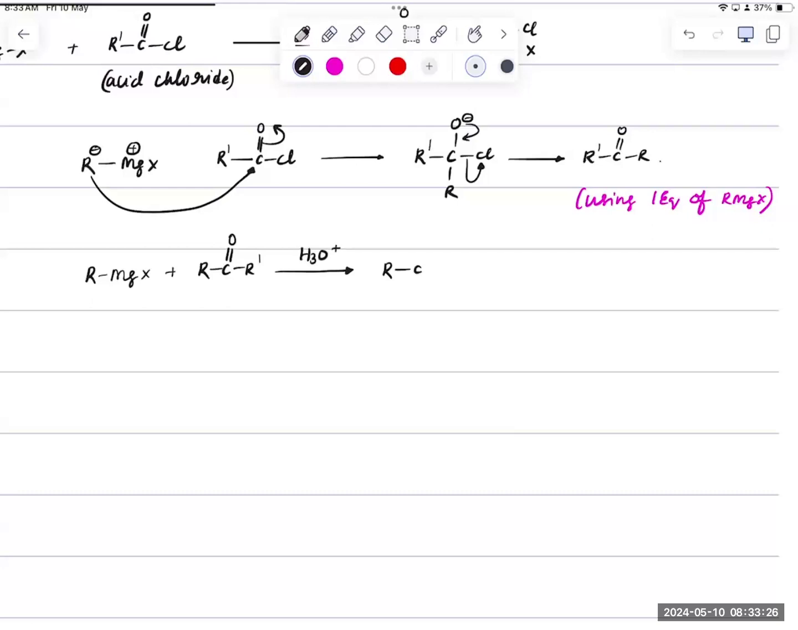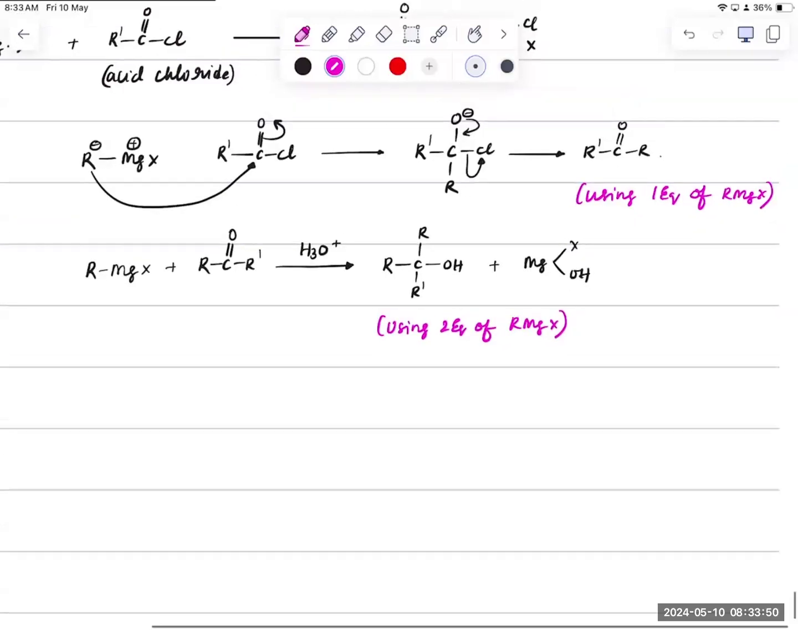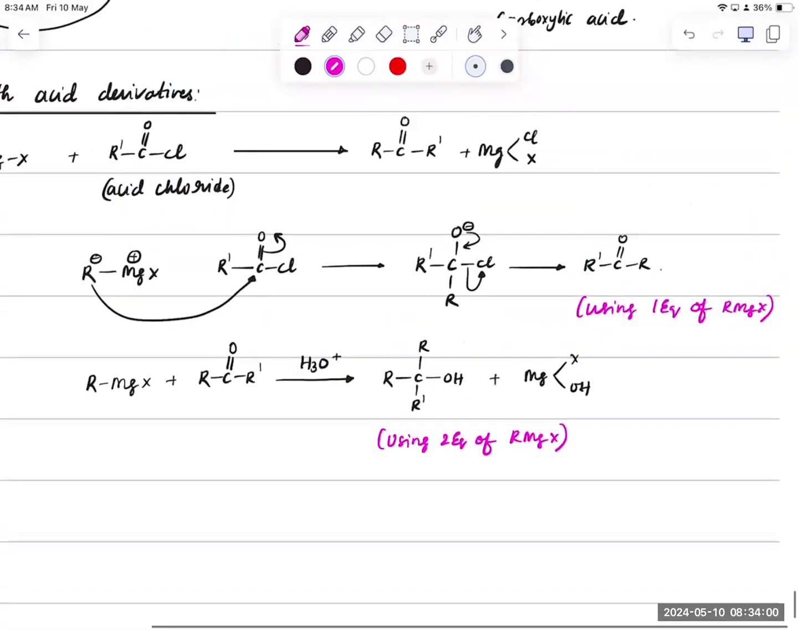then I will get this as RC, R and R dash here and OH plus Mg, X and OH. So you notice that this is using two equivalents of RMgX. If I use two equivalents, I'll end up at alcohols. If I take only one equivalent, I will end up at ketones. Got it? I hope this point is clear, everybody.